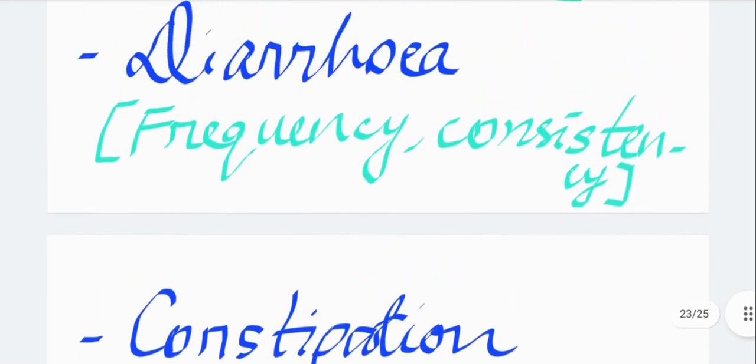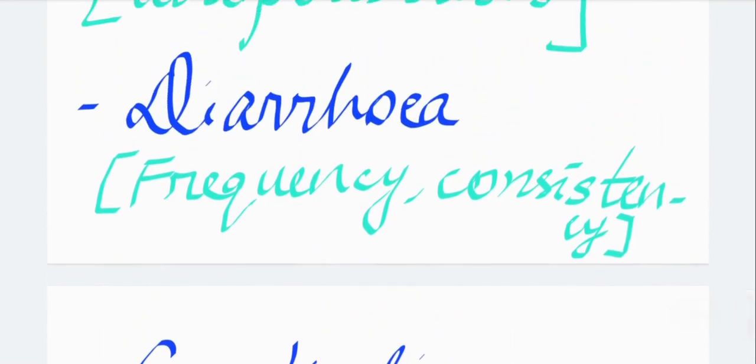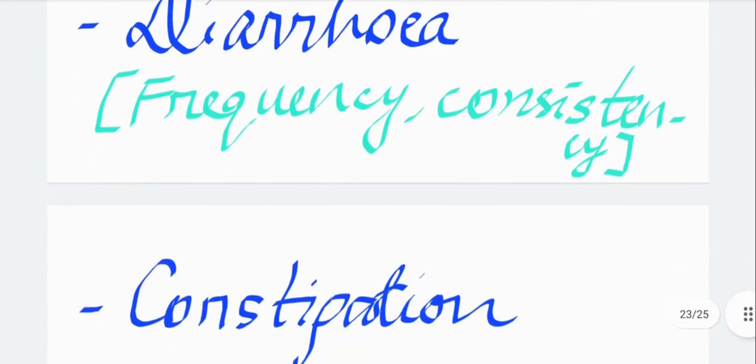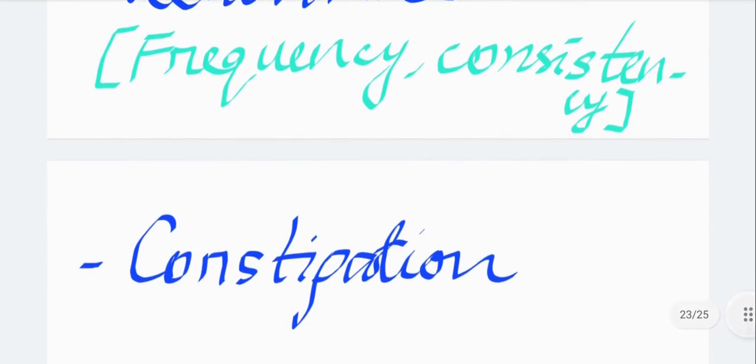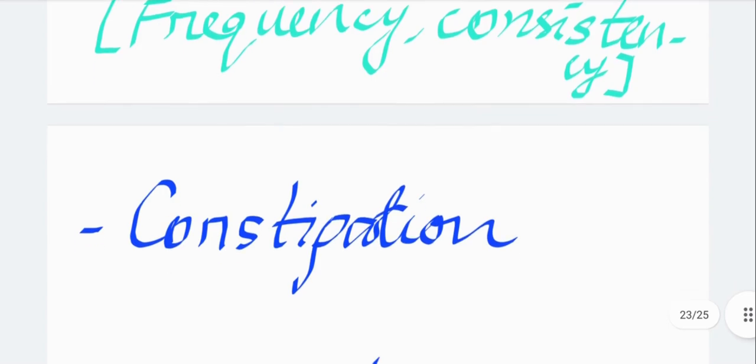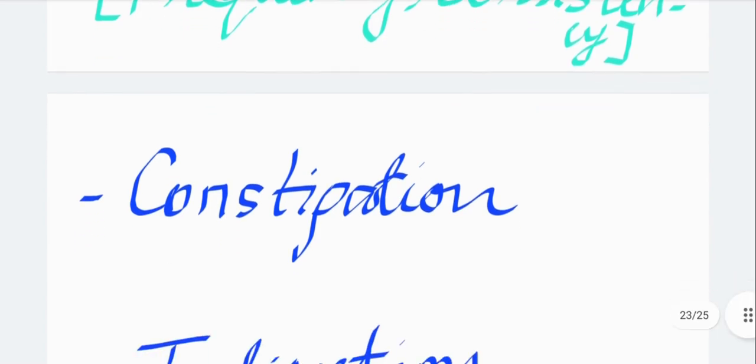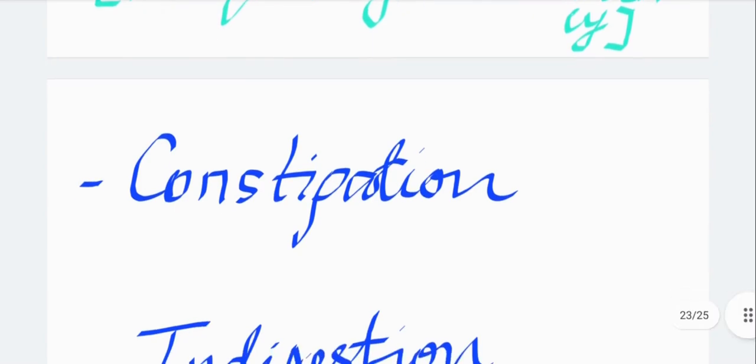The mainstay treatment of diarrhea is only oral rehydrating solution. If there is fever or other infections, then only we need to give antibiotics, otherwise not. And the main treatment of constipation is aluminium hydroxide and magnesium hydroxide salts, antacid solutions, because magnesium and aluminium, when present in the large intestine, draw a large amount of water and soften the stool.